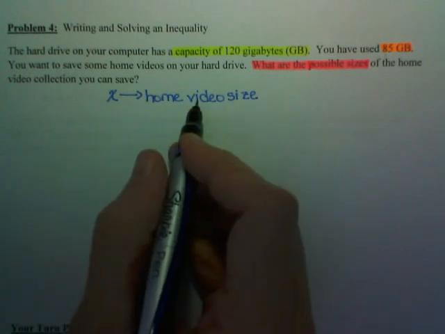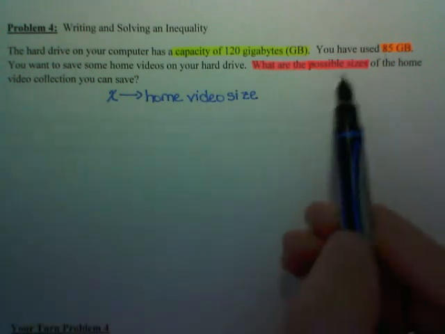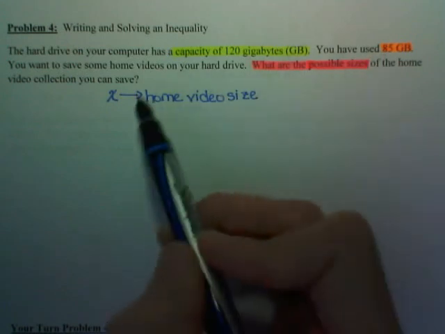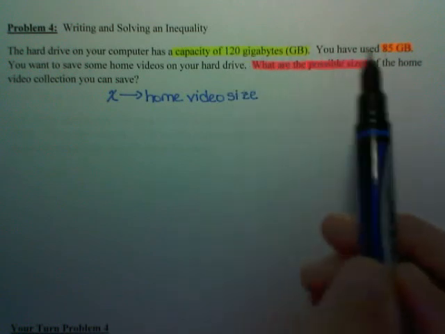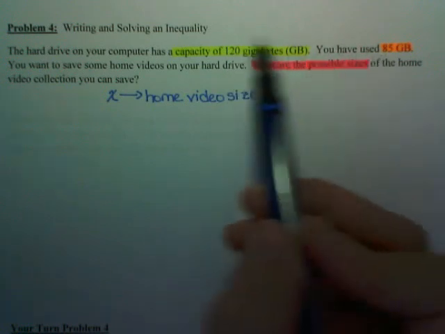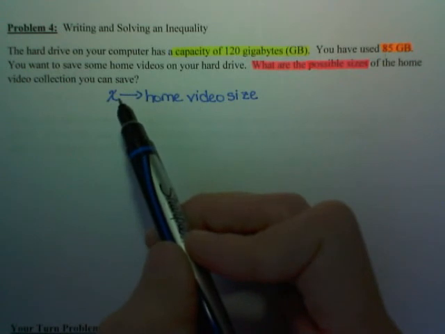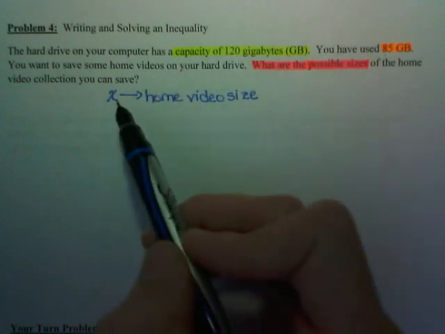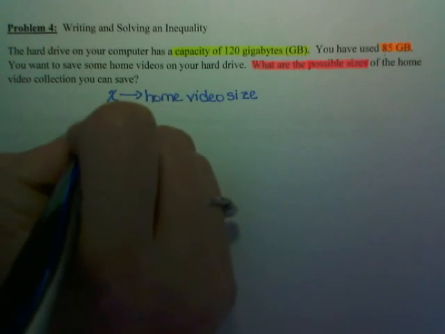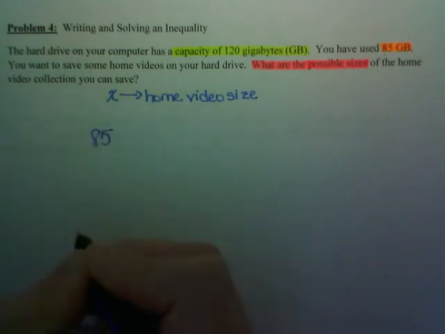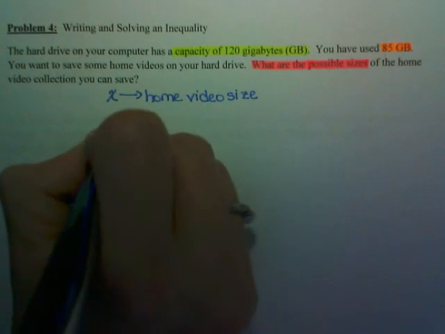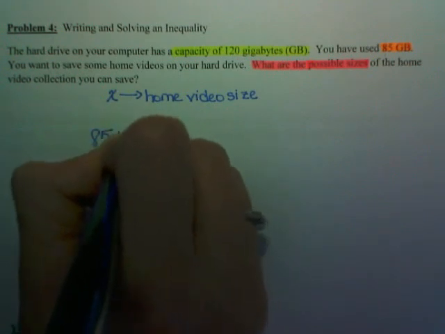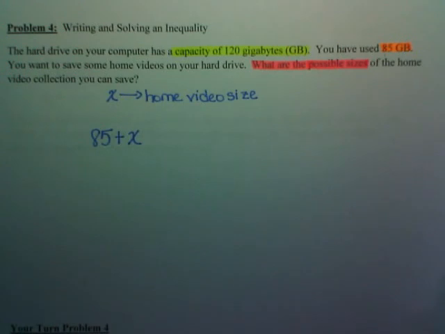All right, so I've defined my variable, so now I need to think about this. This is how much I've used, this is how much I want to put on it, and this is how much I'm allowed to have. Well, if you've used this much and you want to add more to it, that's exactly what you should do. You take how much you've already used and add how much you have left to use. Okay, so I've got 85 gigabytes already on my hard drive, and I'm going to add to it however many gigabytes of home videos I'm allowed to have.